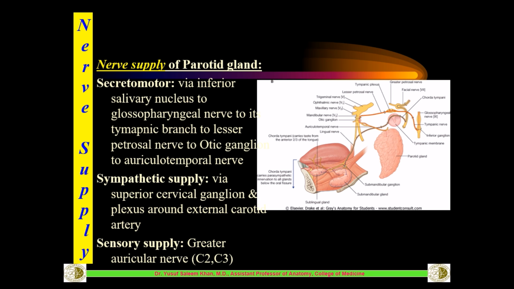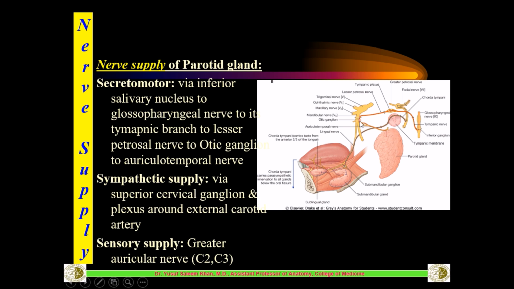Coming to the nerve supply of the parotid gland, it has secretomotor supply, because it's a gland. It is via the inferior salivary nucleus and the glossopharyngeal nerve, and from there to the tympanic branch, to the lesser petrosal nerve, to the otic ganglion, and from the otic ganglion to the auriculotemporal nerve. This will be the whole course.